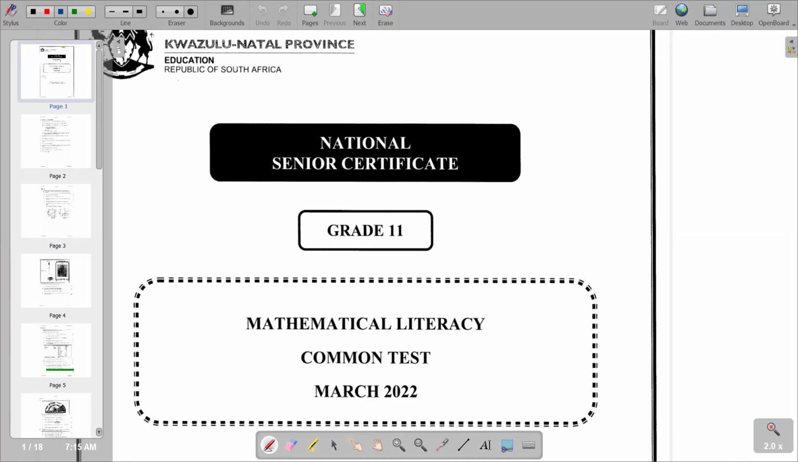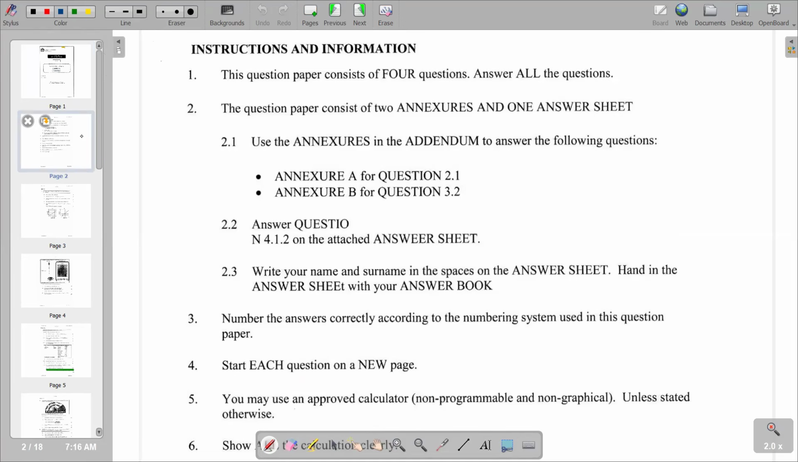We want to look at the common test of March 20. This is our question paper. So we are going to start on the first question. Before we go to our first question, we are going to just browse through the instructions and information.